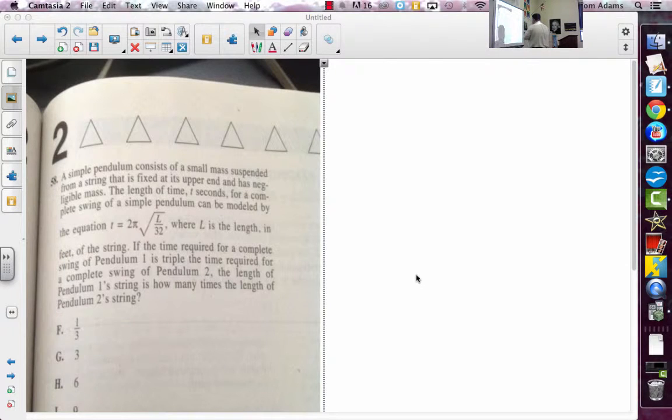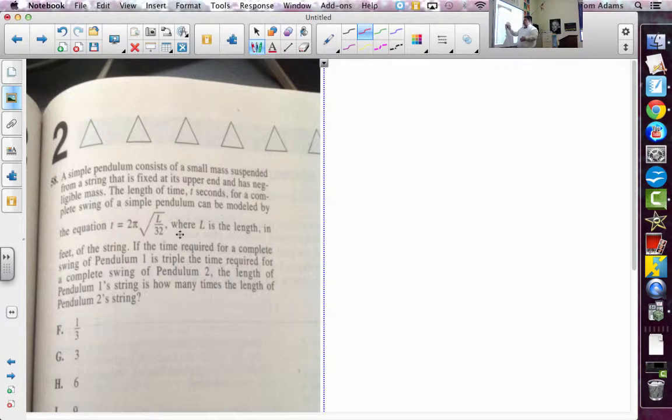A simple pendulum consists of a small mass suspended from a string that is fixed at its upper end and has a negligible mass. The length of time, t seconds, for a complete swing of a simple pendulum can be modeled by the equation t equals 2 pi times the square root of the length of the string, L, over 32, in feet.